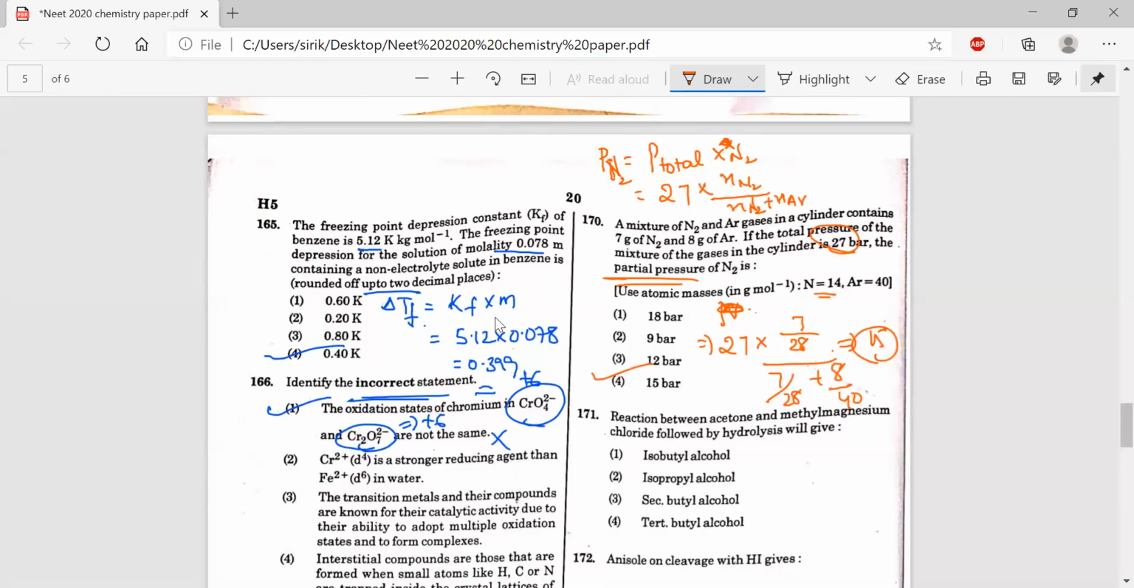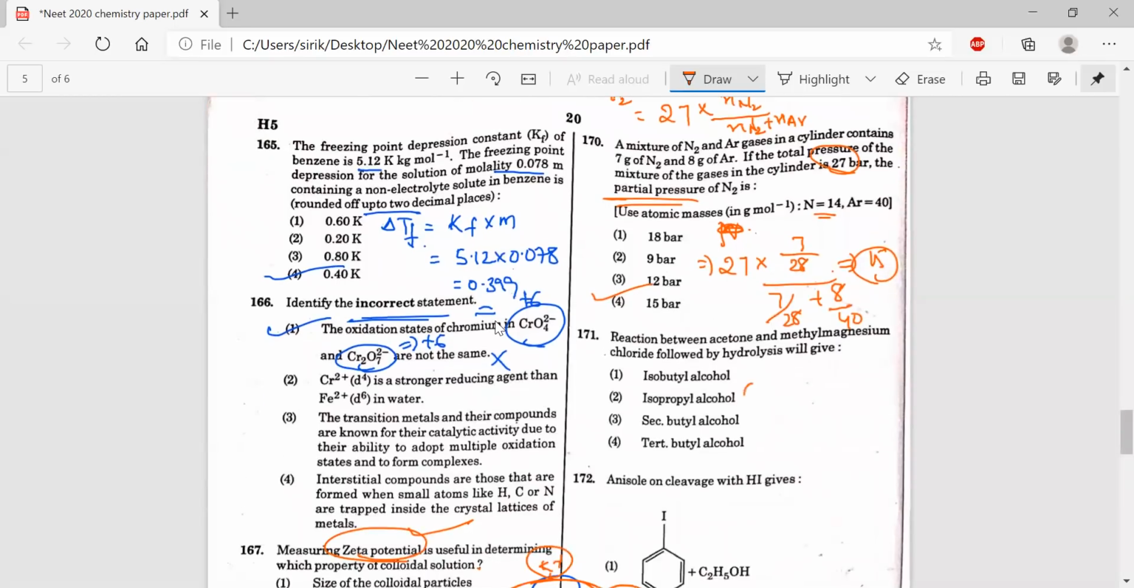15 is our option. And take acetone and treat this acetone with methyl magnesium bromide, CH3MgBr. If you treat with this, the CH3 minus goes and attacks here, and it comes here. Later hydrolysis takes place, and we get the final product, tertiary butyl alcohol. Okay, the fourth option is correct.